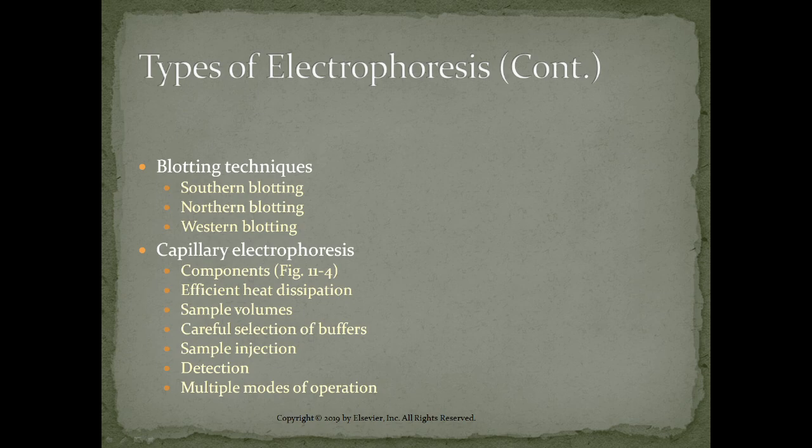So the slides might be a little bit disjointed, but just understand that these basic general concepts I want to highlight so that you think about. So first of all, types of electrophoresis, the different types, blotting technique, southern, northern, western, capillary electrophoresis. There are things that affect it, and different molecules are detected in different ways. You've got to cover a lot of ground.